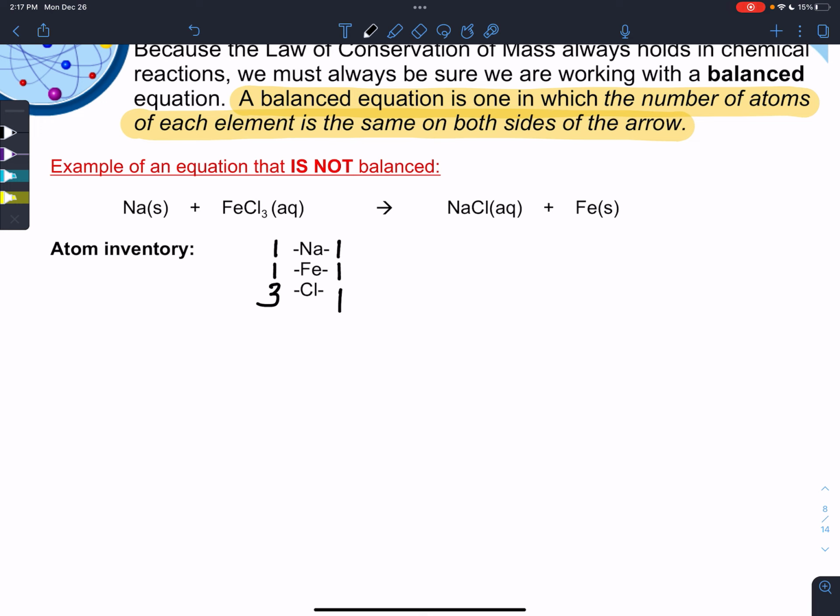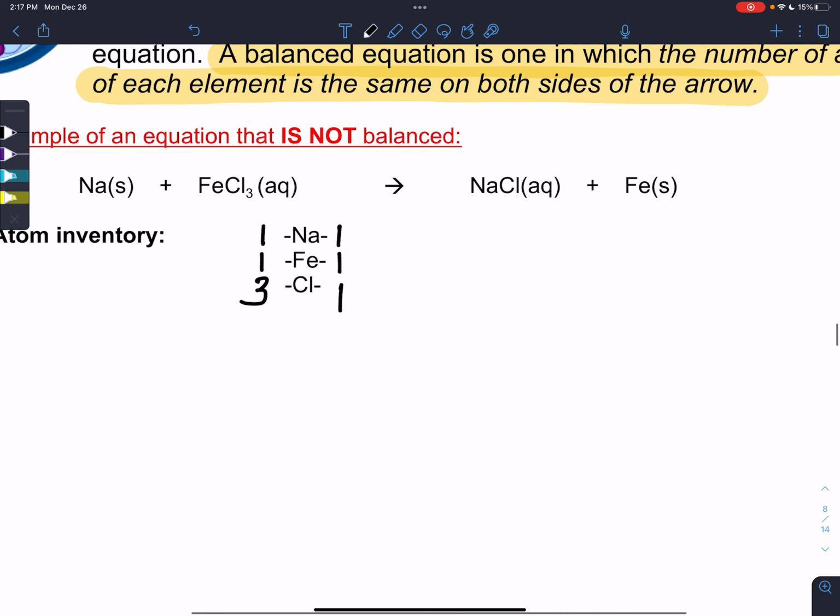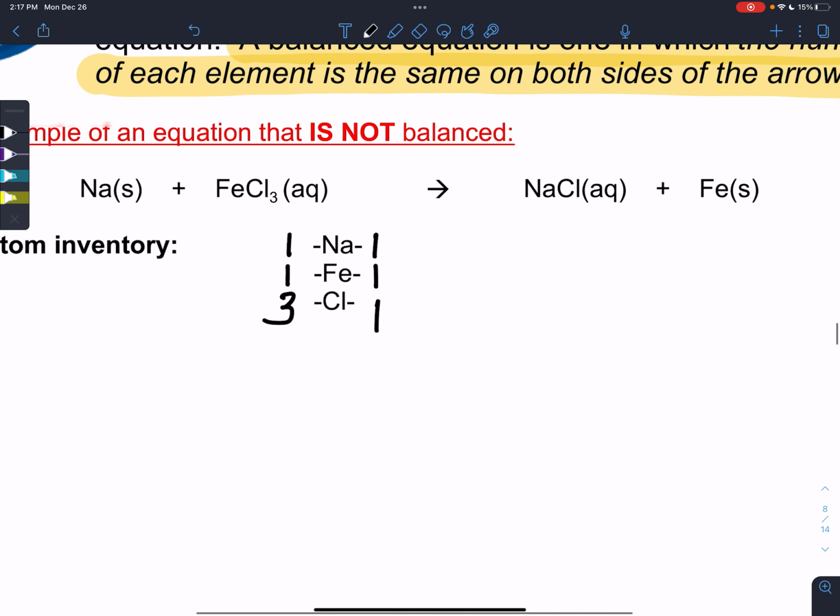So what I need to go ahead and do is fix it so that it is balanced. But remember, the only thing I can change is this number in the front. I can put a number in front of all of these if I want, but I cannot, under any circumstances, change these numbers. Okay, there's a 1 here, there's 3 here, 1 here, 1, 1, 1. You cannot change your subscripts. You can only change your coefficients.